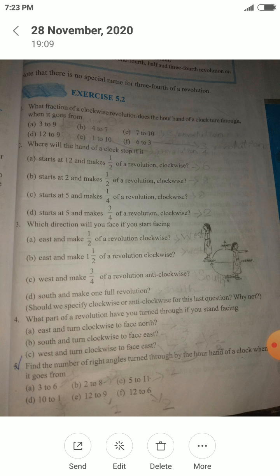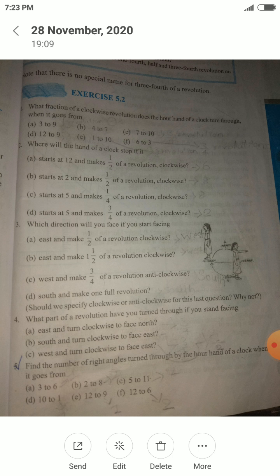Question number 4. What part of a revolution have you turned through if you stand facing east and turn clockwise to face north? It is 3/4. The part of revolution you have to say again in fraction. So east and turn clockwise to face north is 3/4.